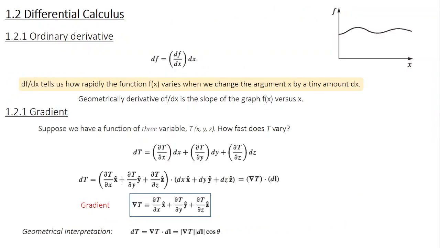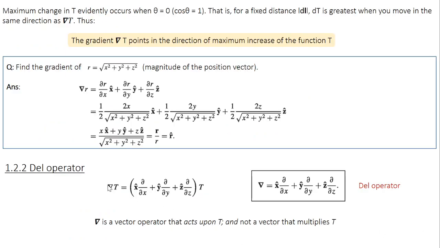Now, if you go back to the definition of gradient, you can write this as a vector multiplied by the scalar function t. You can write gradient t equal to dou by dou x x cap plus dou by dou y y cap plus dou by dou z z cap multiplied by the scalar function t. Now this vector operator is known as del operator. So del operator is defined as dou by dou x x cap plus dou by dou y y cap plus dou by dou z z cap.